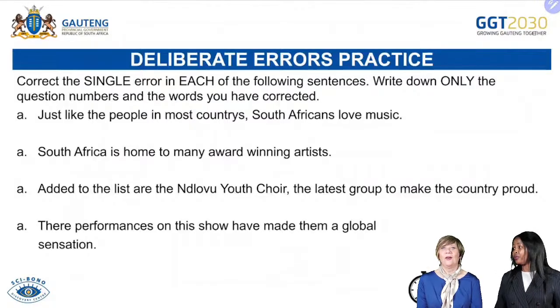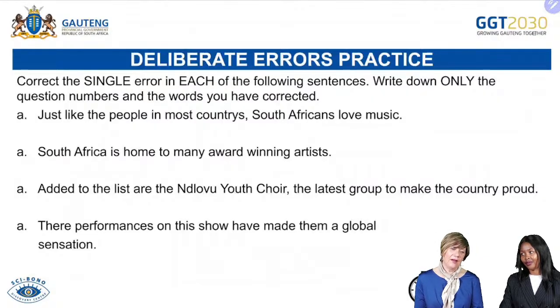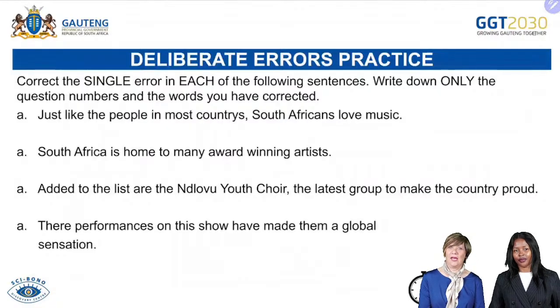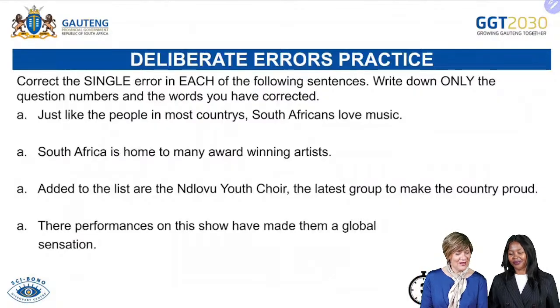Now, so as she said, your first 3 questions will be deliberate errors that you need to identify. Now you only have to write down the right word. So you have to correct it and write it down first. Now the best way to do it is to actually read it aloud in your head. And that's how you will pick up where the error is. So let's run through them.